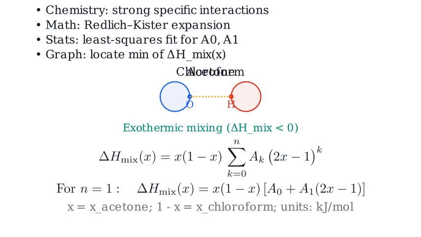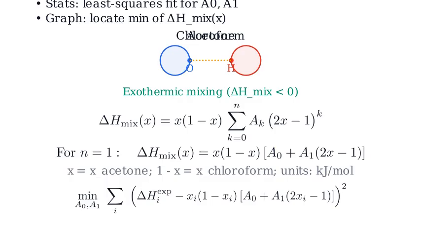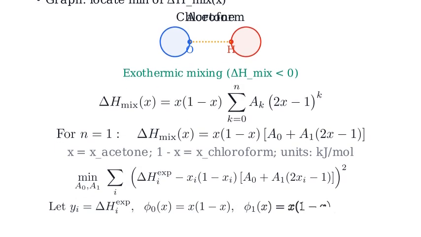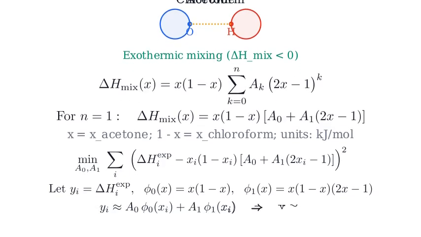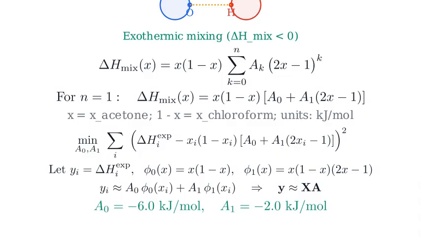Statistics idea. If we have experimental pairs of composition and mixing enthalpy, we can fit A0 and A1 by least squares. We minimize the sum of squared differences between measured values and the model values. This can be written in a linear regression form for the parameters A0 and A1. Here, we will use representative fitted values: A0 equals negative 6.0 and A1 equals negative 2.0 kilojoules per mole.